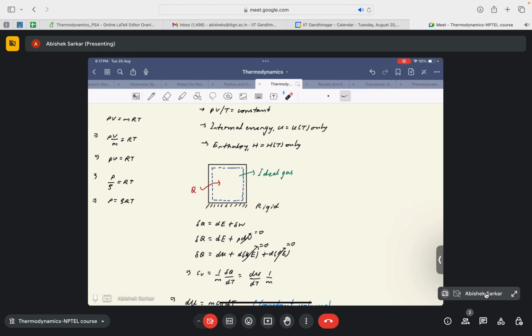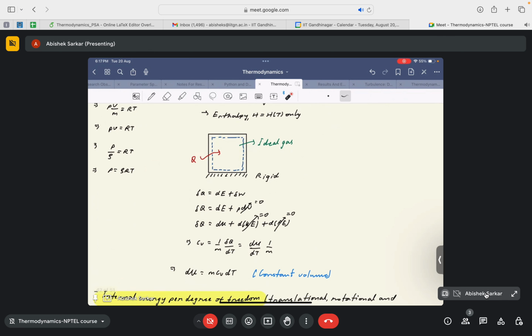Now δq = du, which would mean that the net input of heat to a closed system undergoing a constant volume process is actually equal to the net change in its internal energy. It's very important: for a rigid system undergoing a constant volume process, the net heat transfer is equal to the net change in the internal energy. So in that case, we can represent du as the product m cv dT. That's why you can see that u is a function of temperature only.